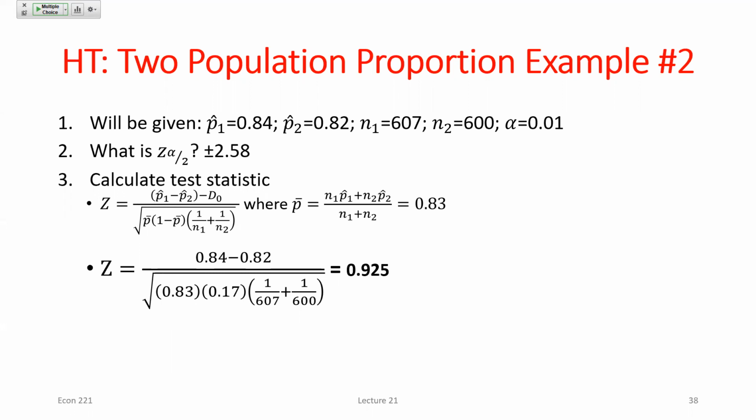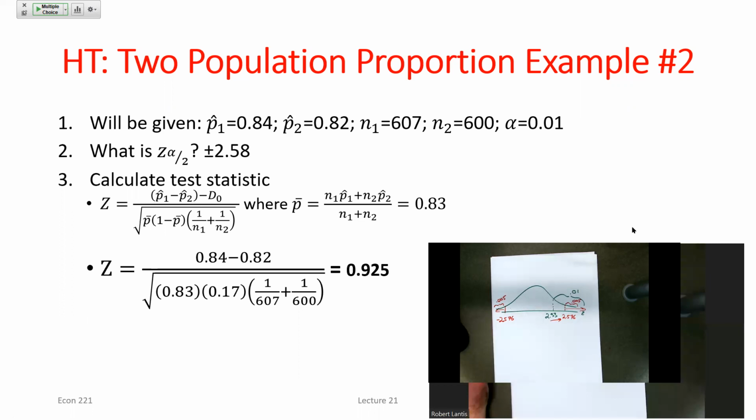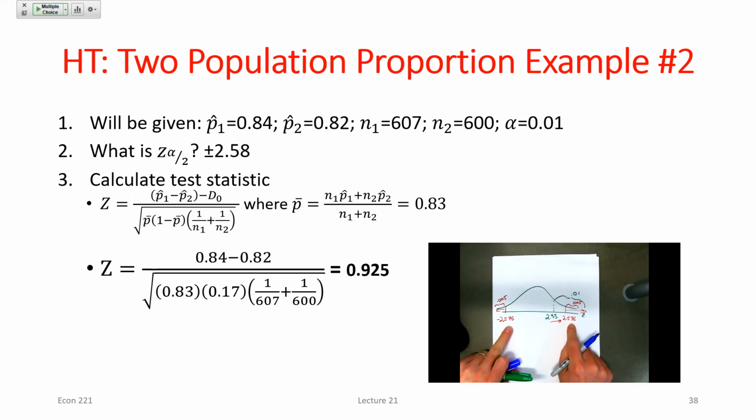Any questions on this one before we keep moving? So if I look at that test statistic, this one's actually pretty easy, right? If I plot this against my critical values, 0.9 is going to be somewhere down here. So my test statistic isn't anywhere close to my rejection region.